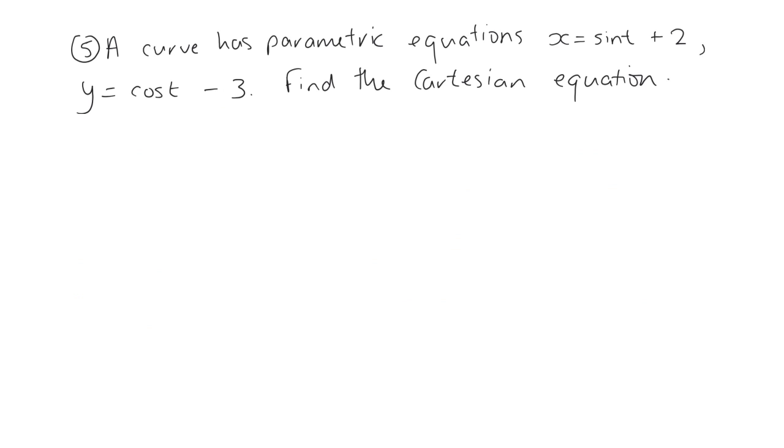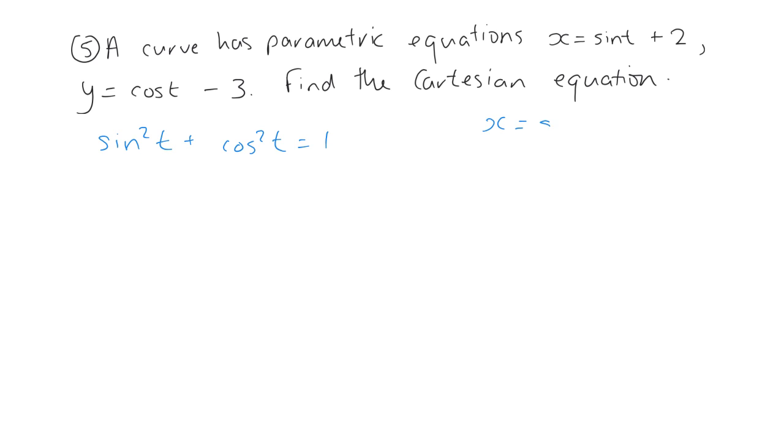Okay. So a curve has parametric equations x equals sine t plus 2 and y equals cos t minus 3. Find the Cartesian equation. Now, you get this a lot with trig in it, and sine and cos is the most common, but it could also be any of your other identities, sec and cot and cosec and all the rest. What you want to do is find the trig identity that's got the appropriate ratios in it. So we want to find the trig identity with sine and cos in it. So we all know that sine squared plus cos squared is 1.